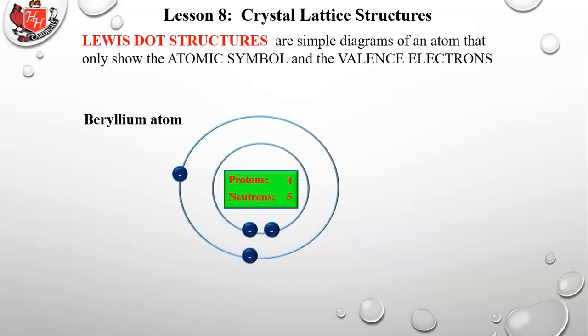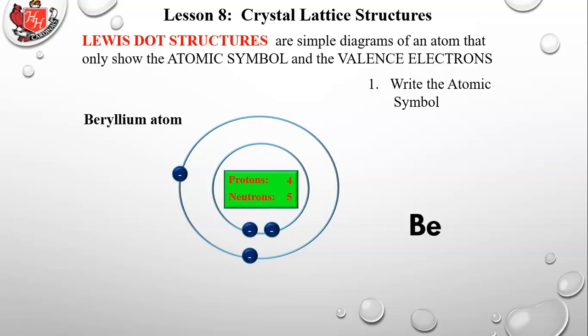Okay, Lewis dot structures. Lewis dot structures are simple diagrams of an atom that only show the atomic symbol and valence electrons. So here's a beryllium atom, and we've diagrammed an atom before. It has 4 protons. The most common isotope has 5 neutrons, and since it has 4 protons, it also has 4 electrons. 2 of them in the first orbital, and then the other 2 will be in the second orbital, spread out like that. So a Lewis dot structure is simple to make.